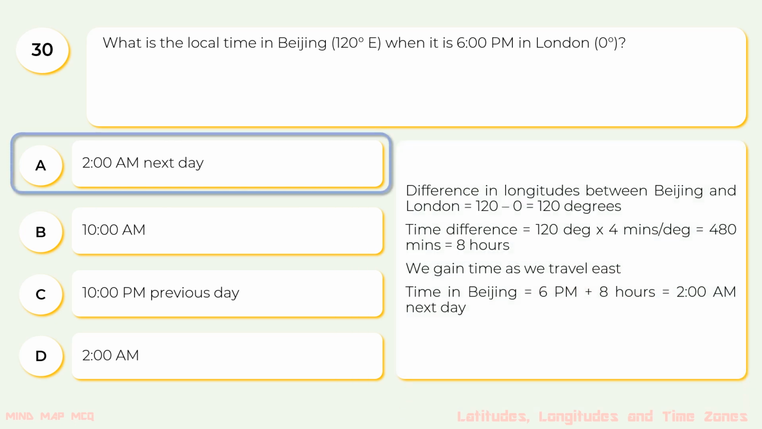The difference in longitude between Beijing and London would be 120 degrees. The time difference would be 120 degrees times 4 minutes per degree, which is 480 minutes or 8 hours. We gain time as we travel east. So the time in Beijing would be 6 p.m. plus 8 hours, which is equal to 2 a.m. the next day.